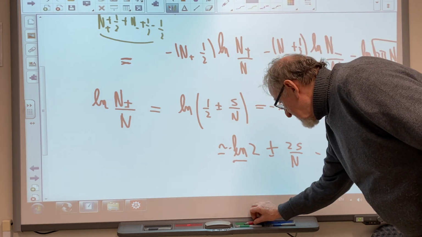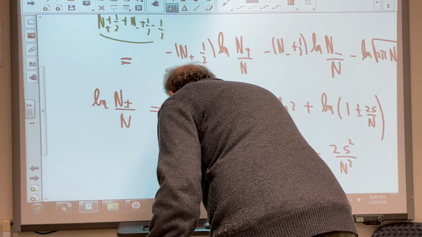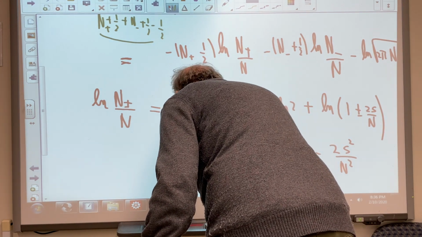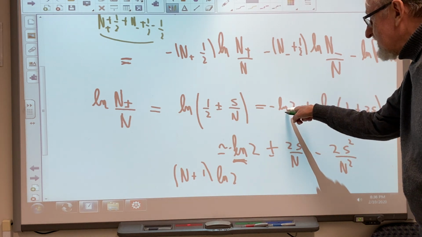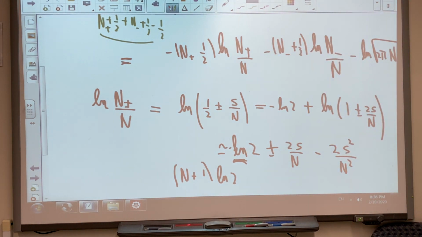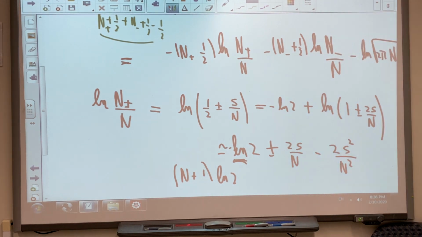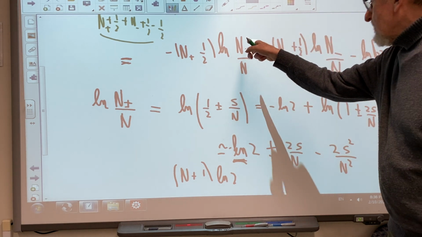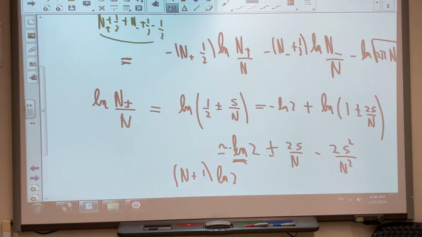So just from this term here, I will get an n plus 1 ln 2. Just from plugging this part here. Okay? Now I have to plug the term 2s over n. Here 2s over n, and here minus 2s over n.